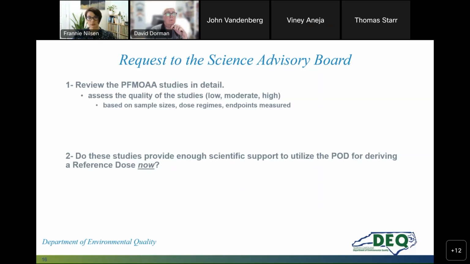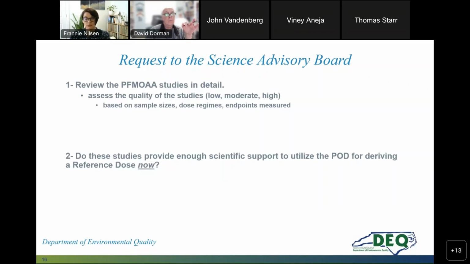So my answer to question number 2, which is the key one as far as I can see, is no. They don't provide enough information on the face of it for deriving a reference dose now, and maybe not until quite a bit of supplementary information is gathered that takes us farther down the path. Now, the same may be said for the Woodley paper.